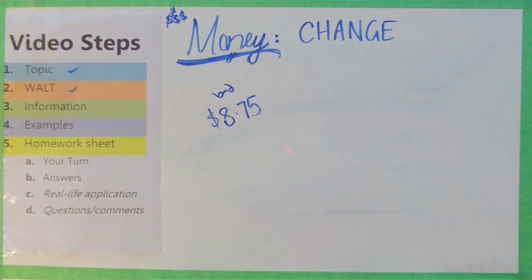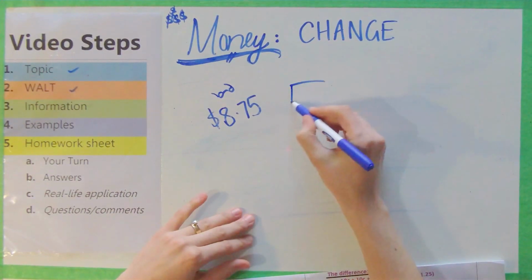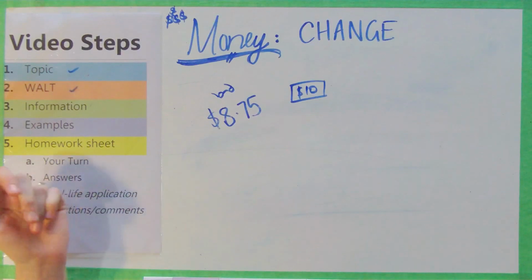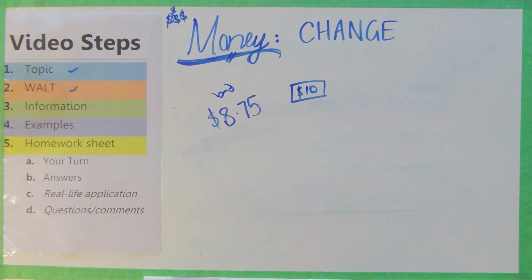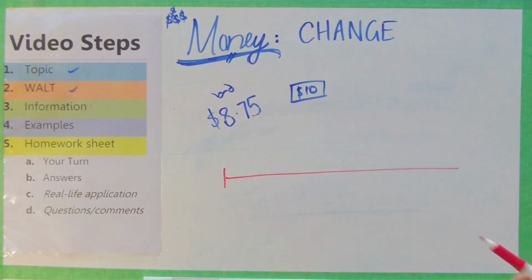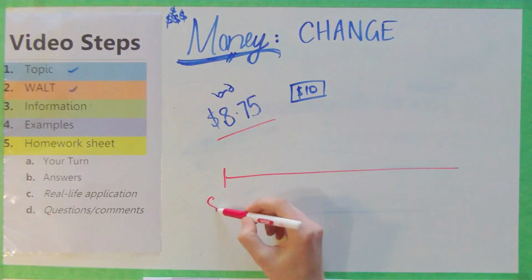There we go, that's better. And then he gave the shopkeeper a $10 note. And he was going to get some change. How much change did he get? And to work this out, I can just draw my number line very quickly. And I can start off at my starting point, which is $8.75.